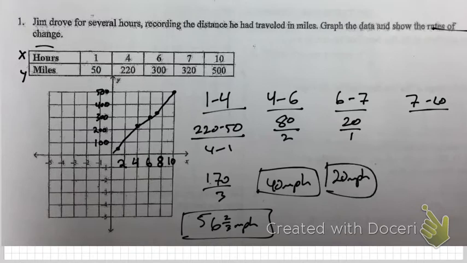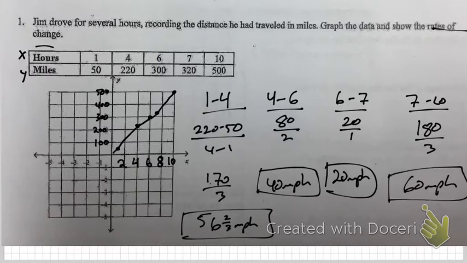Slow down a little bit there. I think I would go nuts going 20 miles per hour for an hour. Okay. And then 7 to 10. What is that? 180 over 3 hours? That's 60.